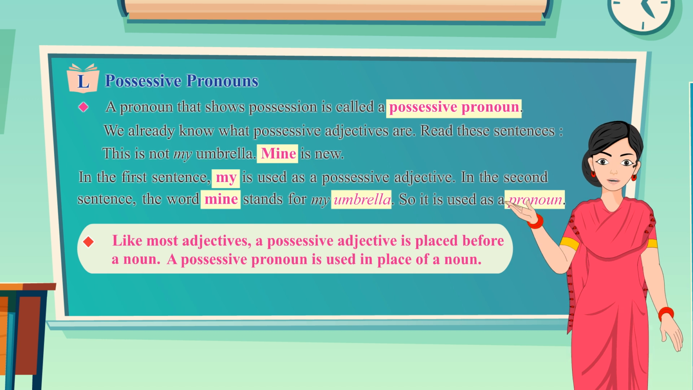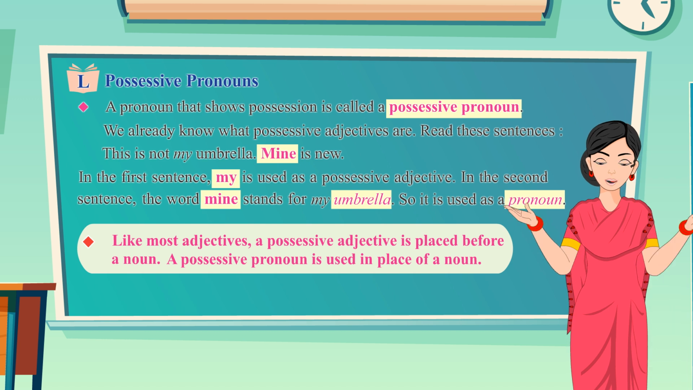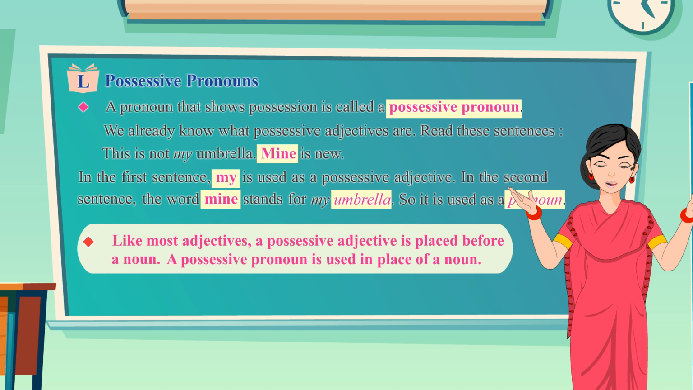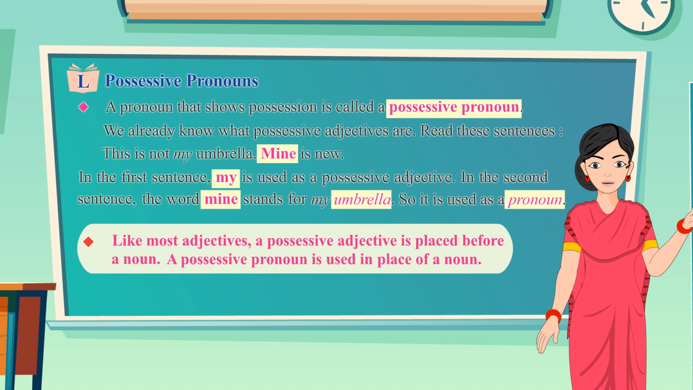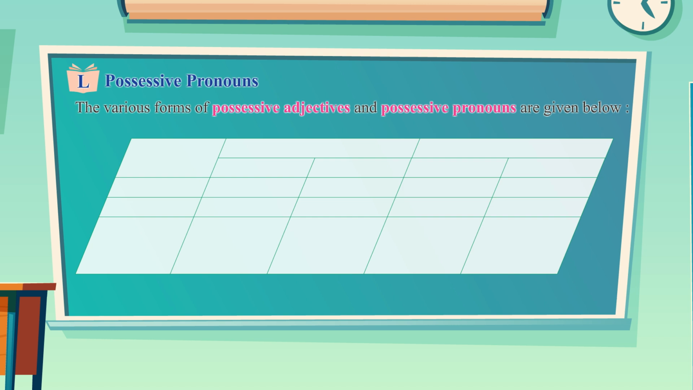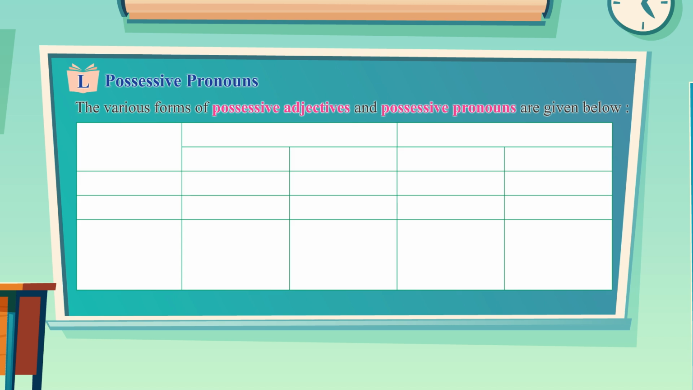Like most adjectives, a possessive adjective is placed before a noun. A possessive pronoun is used in place of a noun. The various forms of possessive adjectives and possessive pronouns are given below. Singular, plural, possessive adjectives, possessive pronouns, possessive adjectives, possessive pronouns.